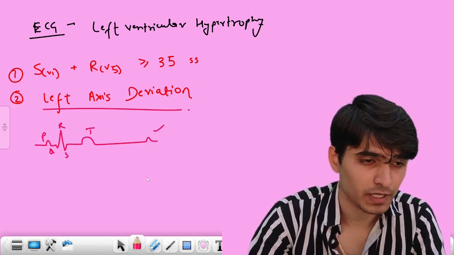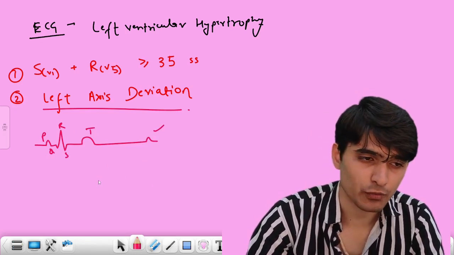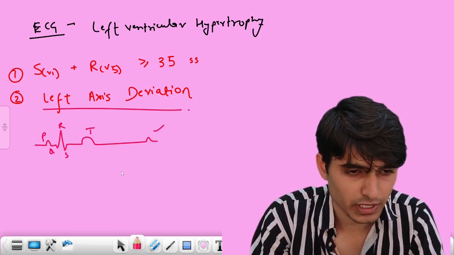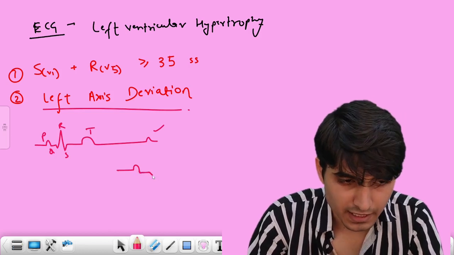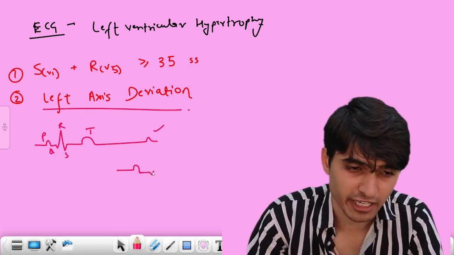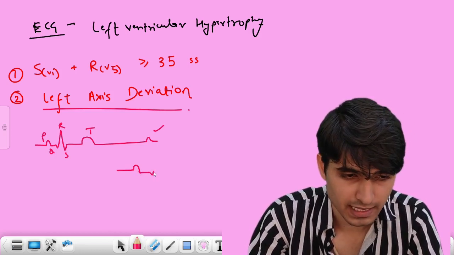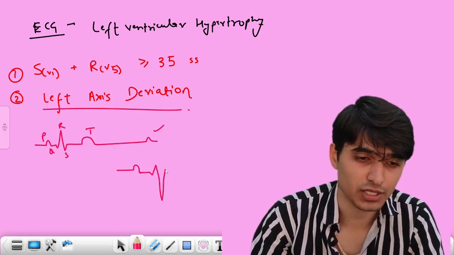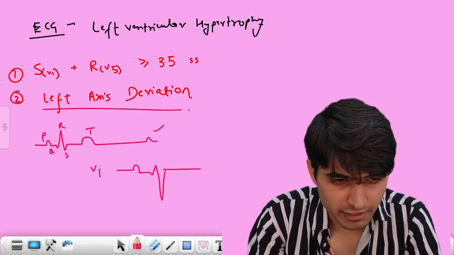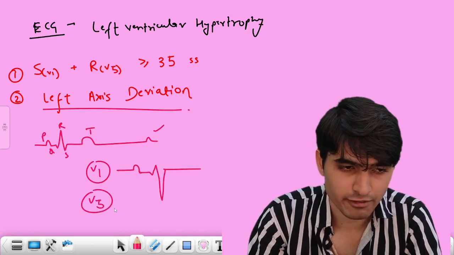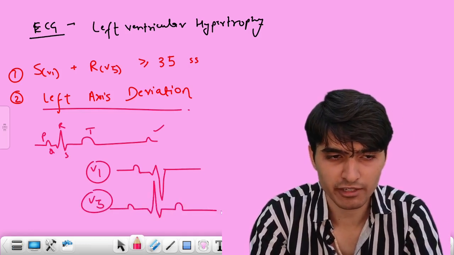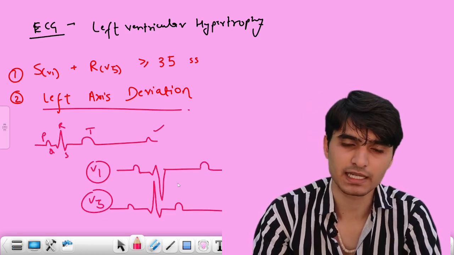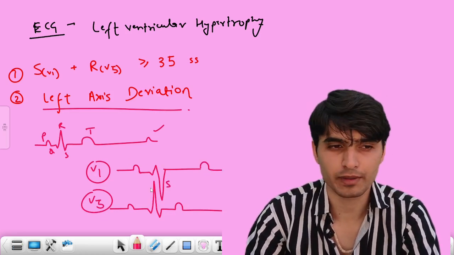But in the case of left ventricular hypertrophy, what occurs is, the QRS complex is like that in V1, and in V2, and in V5 the QRS complex is like that. So the addition of the S wave of V1 and the R wave of V5 must be more than 35 mm, or 35 small squares. That is the criterion for left ventricular hypertrophy.